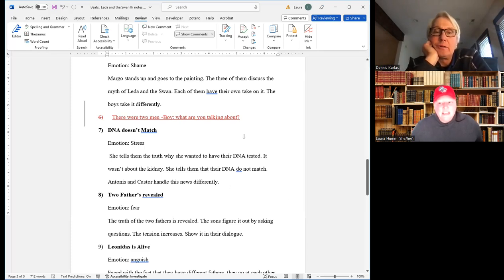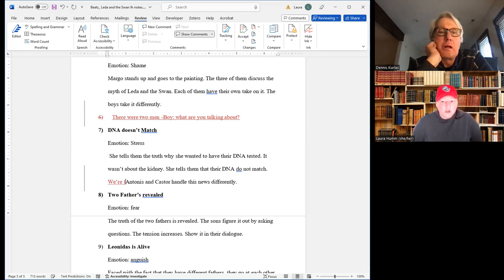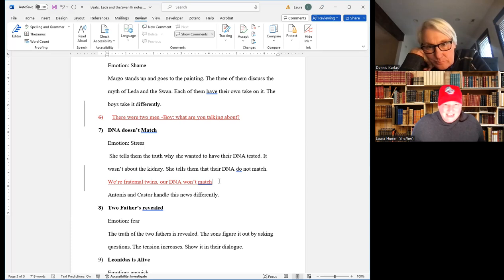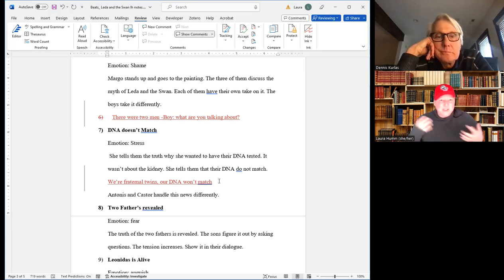It revealed what I always thought. Your DNA doesn't match. And they're like, we're fraternal twins. Our DNA won't match, right? They're just going along with this idea that just because people are siblings doesn't mean they have the same DNA. Like, you're not telling us anything new. And that's where the stress is coming from. She's hinting at it. She's saying, well, there's this story here and they're not getting it.